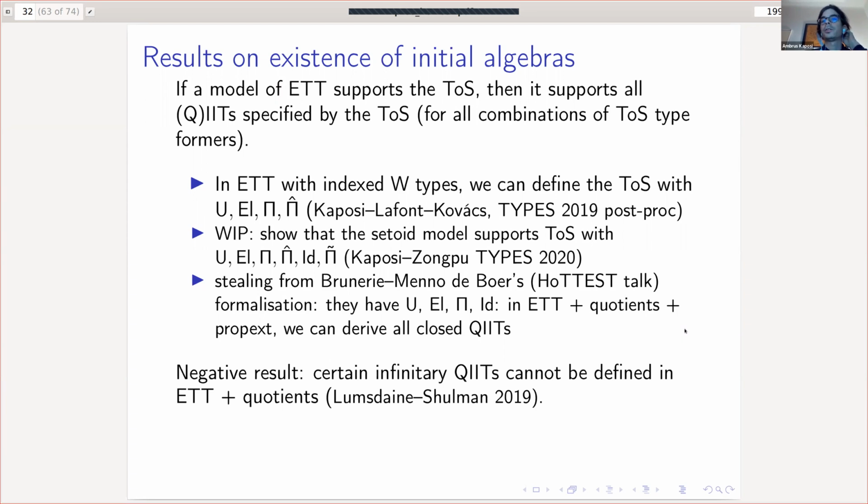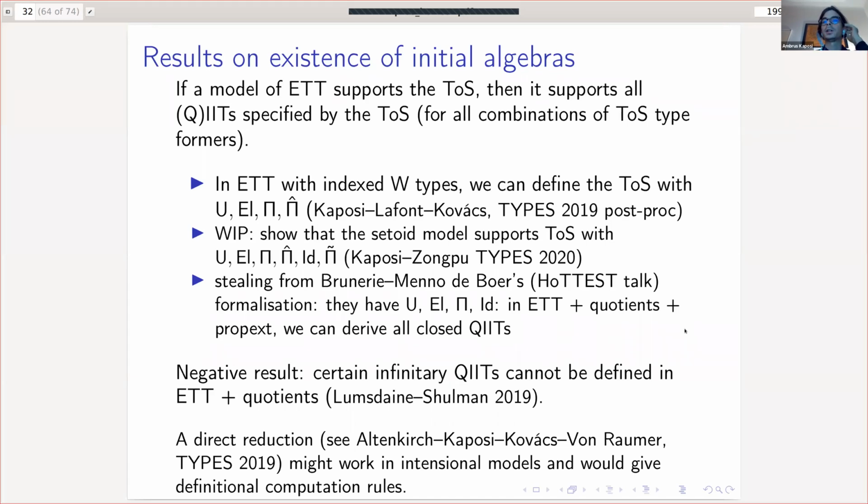There are also some negative results. So we know from Lumsdaine and Shulman that certain infinitary QIITs cannot be defined in extensional type theory with quotients. And there's also work on a more direct reduction. This kind of reduction only works in extensional type theory. It only gives propositional computation rules, for example. And we hope that we could do a direct reduction, so not to reduce all QIITs to the theory of signatures, but to reduce all QIITs uniformly to W types and quotients or something similar. And then we expect that we can get definitional computation rules for these. But currently, we only have results in extensional type theory.